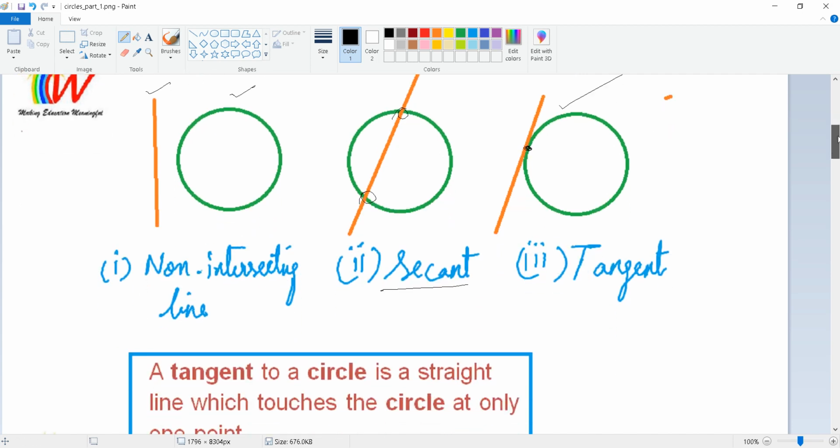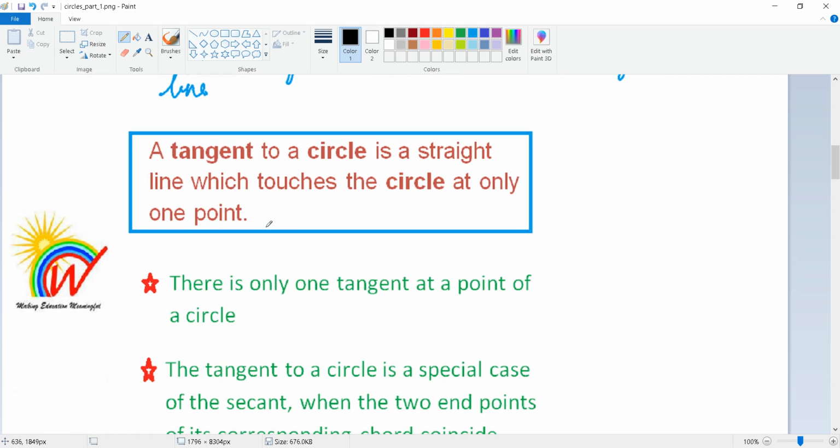Now, if I ask you the definition, see, I have written a definition over here. A tangent to a circle is a straight line which touches the circle at only 1 point. So you have only 1 point. The point of contact is just 1. This particular line which touches the circle at only 1 point is called a tangent.